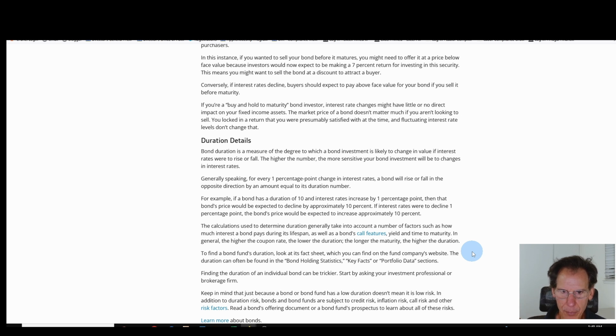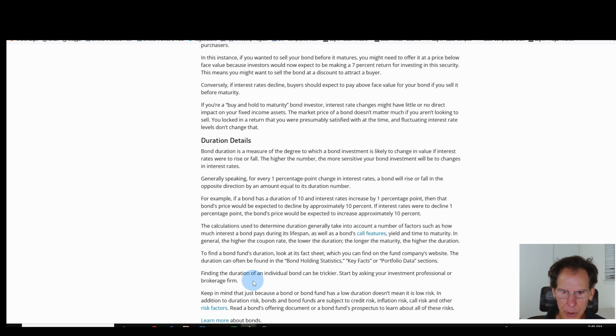To find a fund's duration, look at its fact sheets, which you can find on the fund company's website. The duration can often be found in the bond holding statistics, key facts, or portfolio data sections. Finding the duration of an individual bond can be trickier. Start by asking your investment professional or brokerage firm.